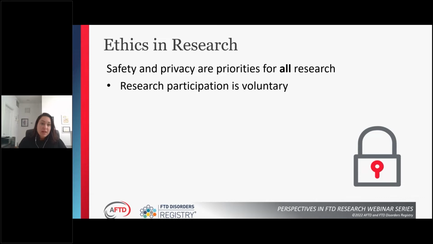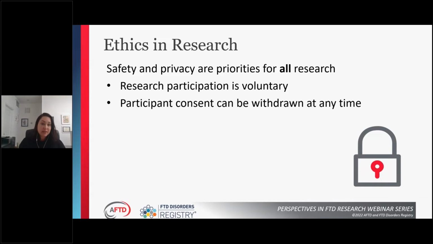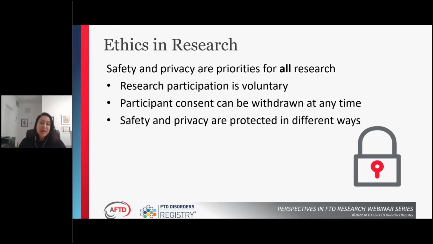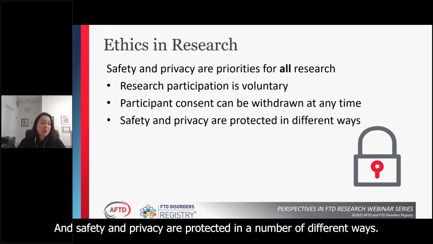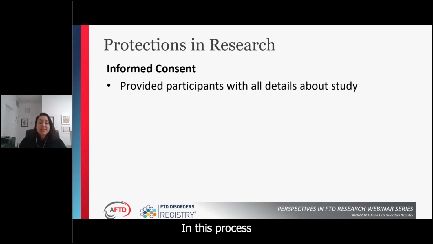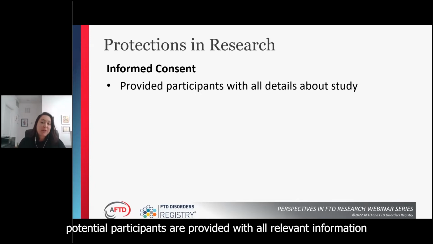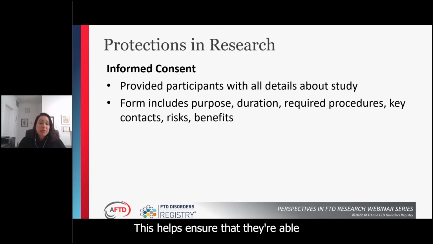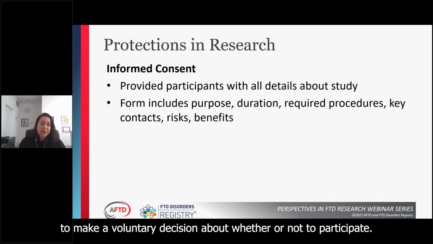Keep in mind that research participation is always voluntary. Participant consent, or someone's agreement to participate in a study, can be withdrawn or canceled at any time. And safety and privacy are protected in a number of different ways. One of the ways participants are protected is through the informed consent process. In this process, participants or potential participants are provided with all relevant information about a study to make sure they fully understand the information that was provided to them. This helps ensure that they're able to make a voluntary decision about whether or not to participate.